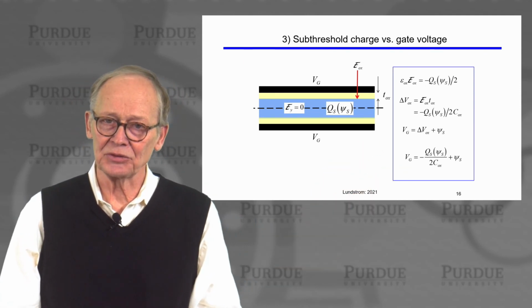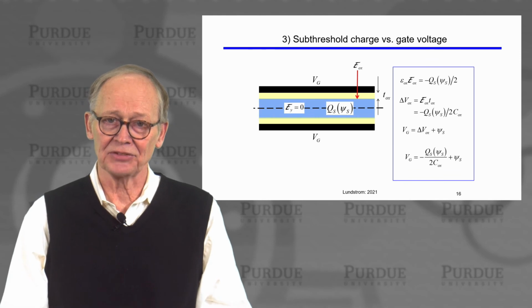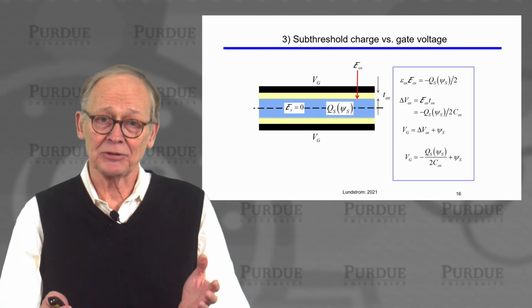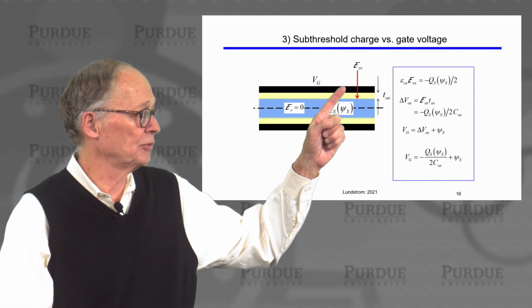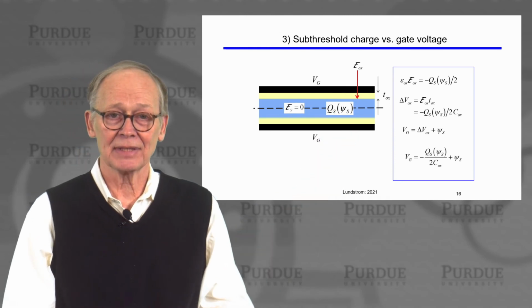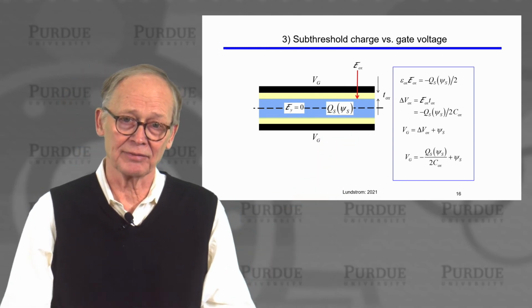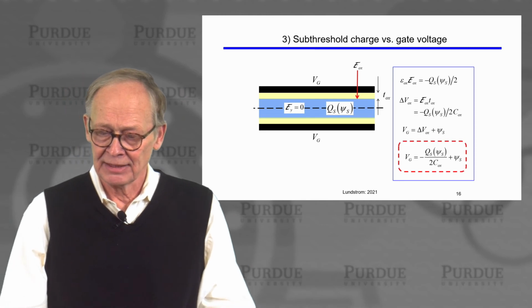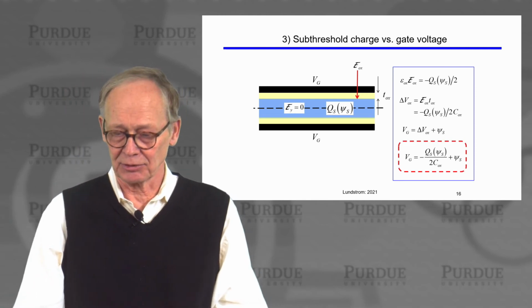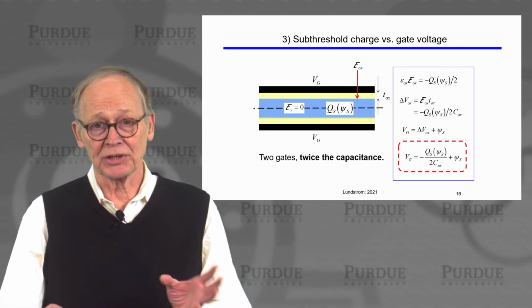And you can see that downstairs now we have a 2C-ox instead of a C-ox. That makes perfect sense because we have two capacitors, one on the top and one on the bottom, and both of them are affecting the mobile charge. So it's as though the capacitance has been doubled. 2 gates, twice the capacitance.